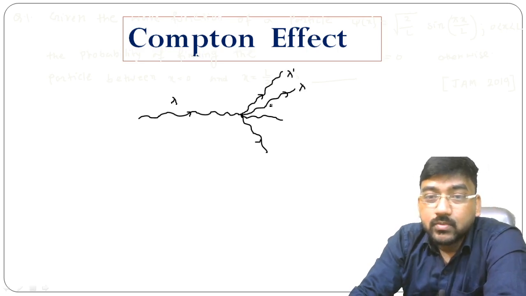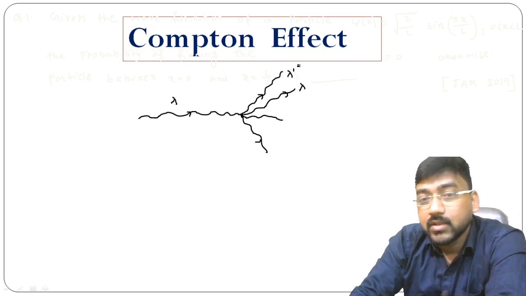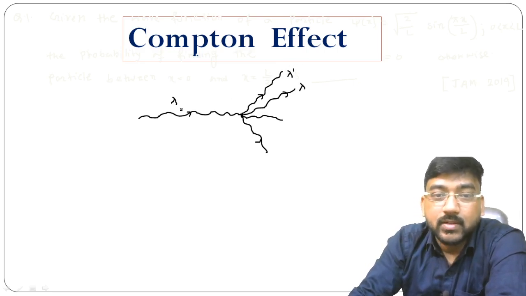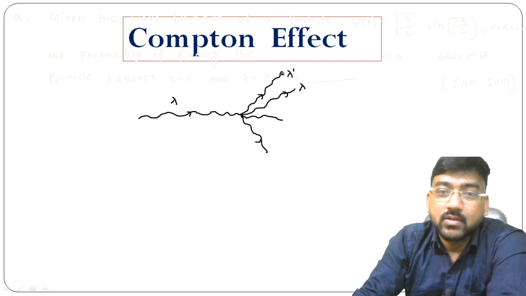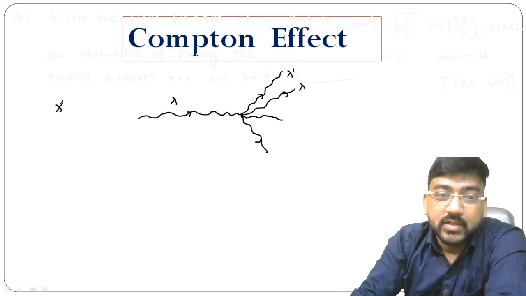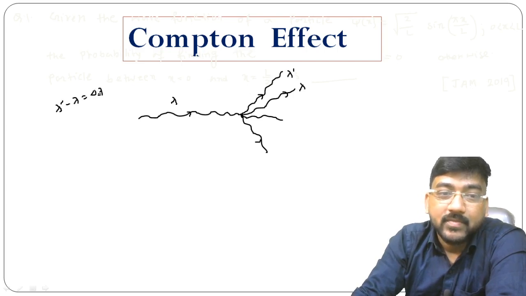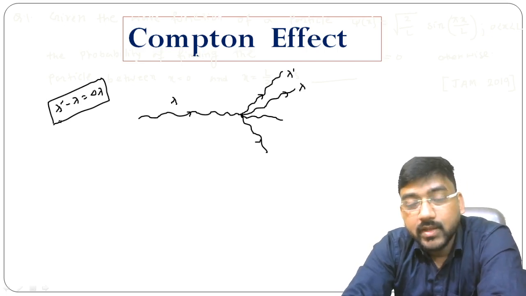So he observed one scattered radiation of wavelength lambda, which is the same as the incident radiation, but another one has wavelength lambda dash, which is different from lambda, and it is seen that lambda dash is greater than lambda. This wavelength shift, lambda dash minus lambda, which is delta lambda, cannot be explained with the help of the electromagnetic theory that existed at that time.